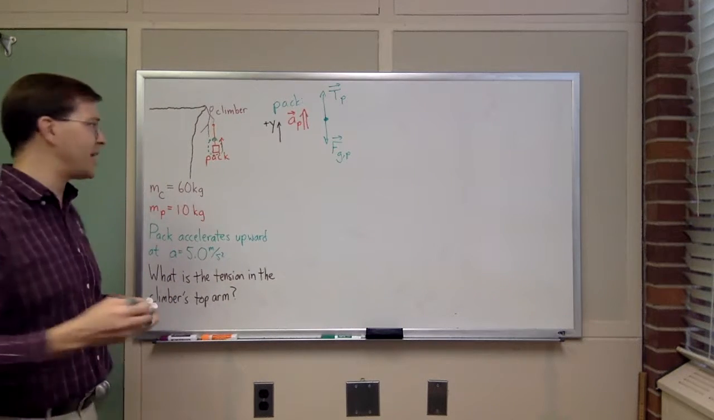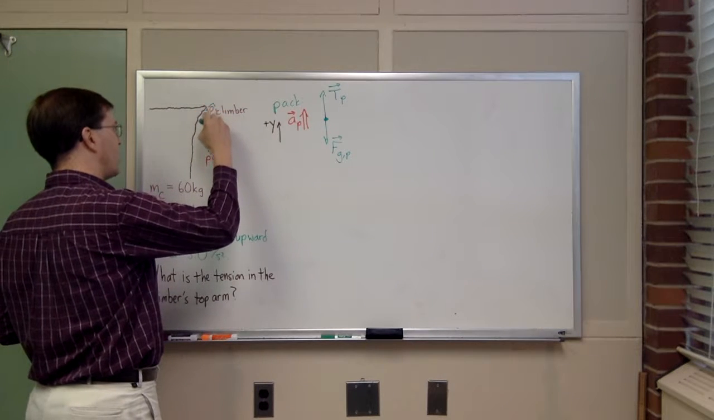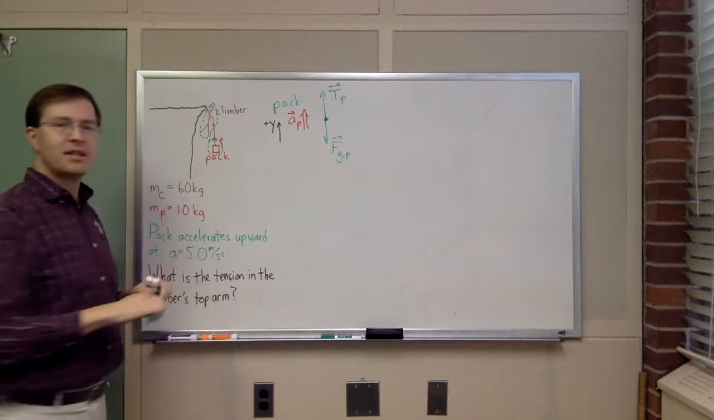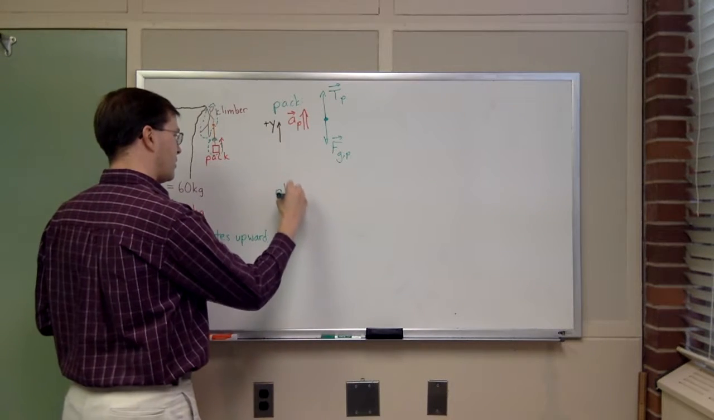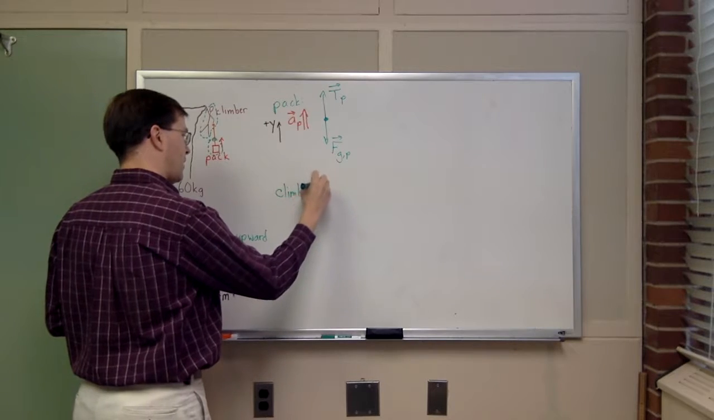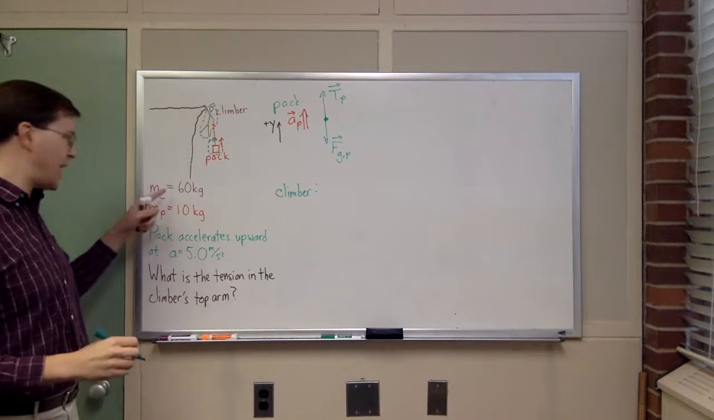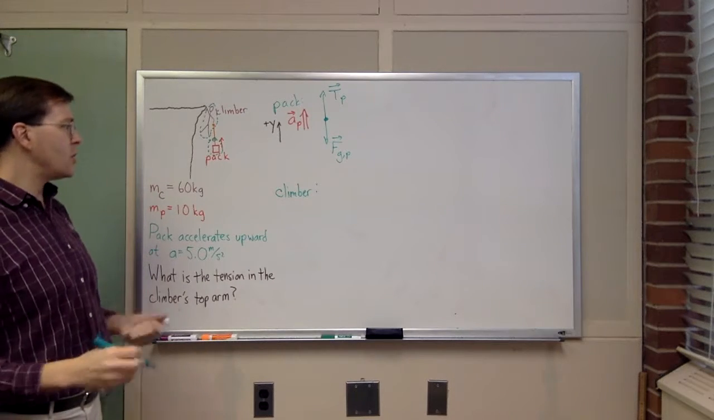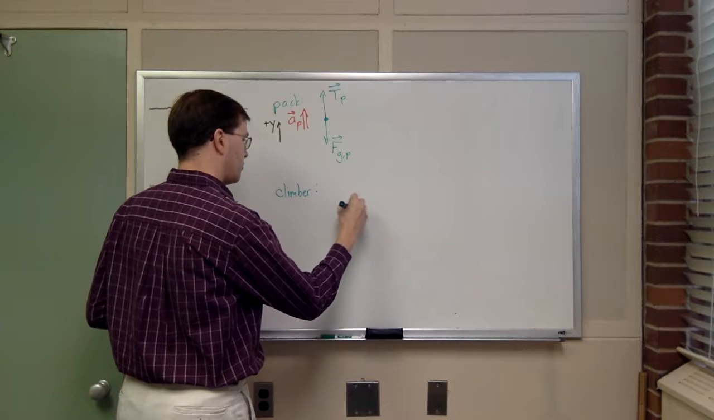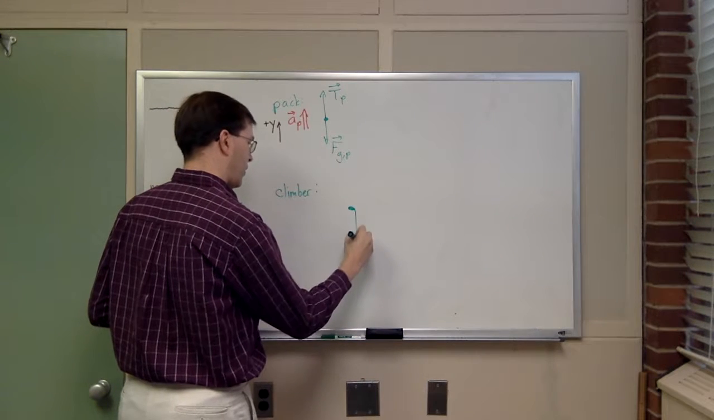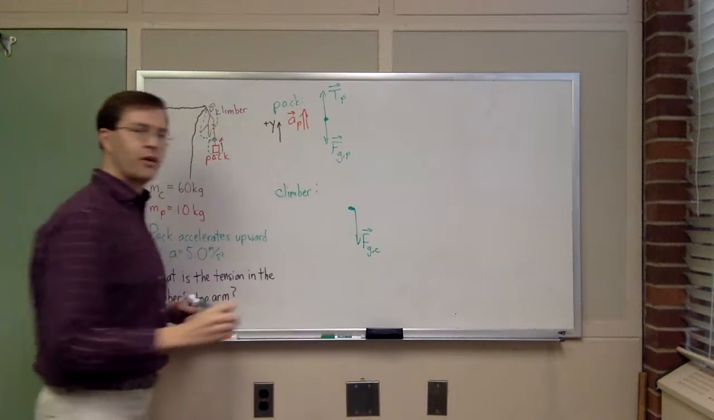I need a separate free body diagram for the climber. So I will draw a dotted line around the climber, and that's my second system. So I'll draw a free body diagram for the climber. And again, there's a long-range force acting on the climber because she has a mass, 60 kilograms. So gravity is clearly acting on her. Let me draw the dot for the climber. I will have the force of gravity acting on the climber as one of my forces.